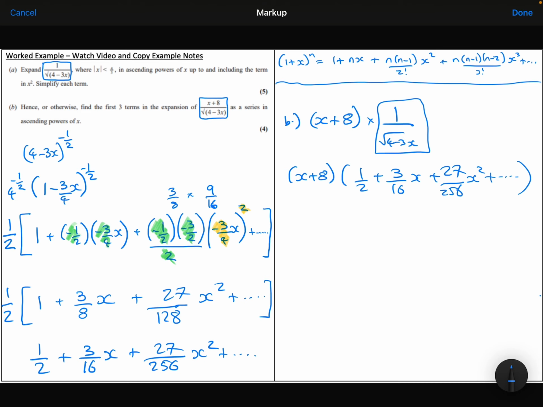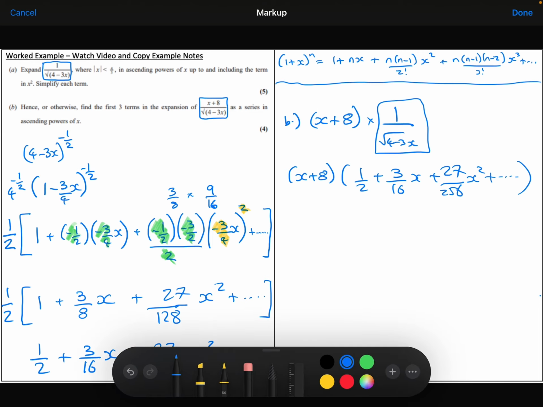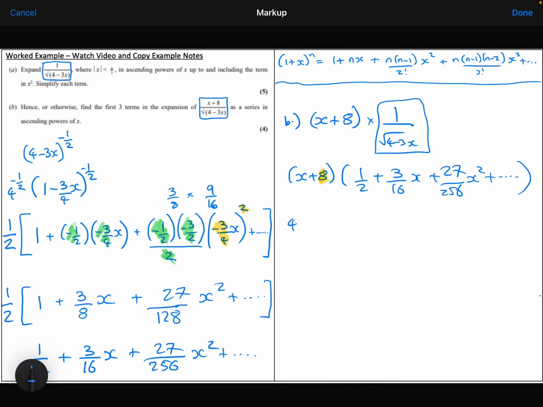So first of all, let's deal with the 8 to begin with, and let's multiply everything through by 8. So we've got 8 times a half is 4. Then we've got the 8 times the 3 over 16 x, which gives 3 over 2x. And then we've got the 8 times the 27 over 256, which is 27 over 32x squared.